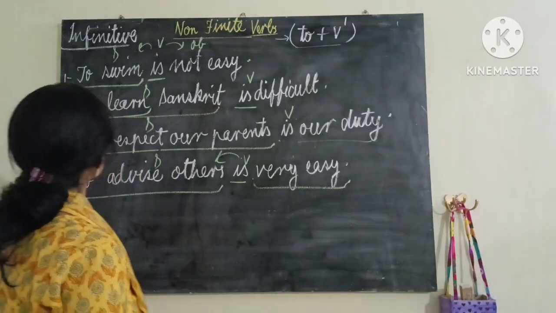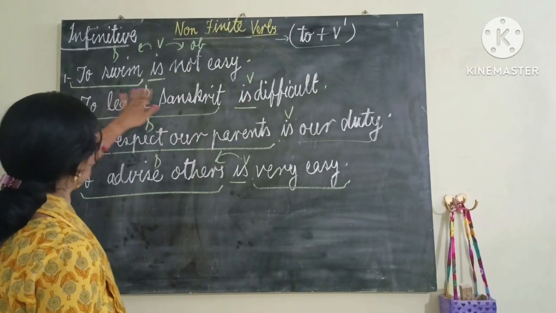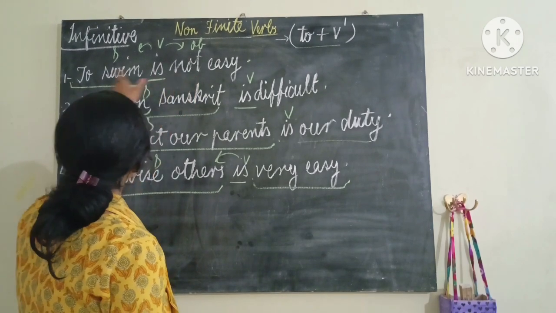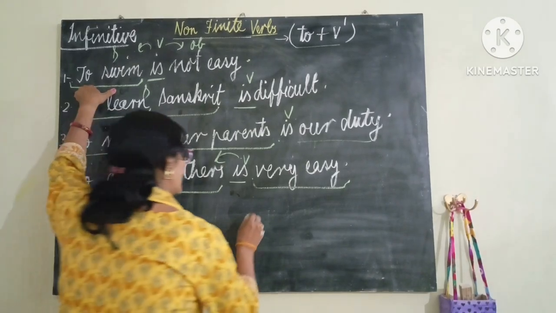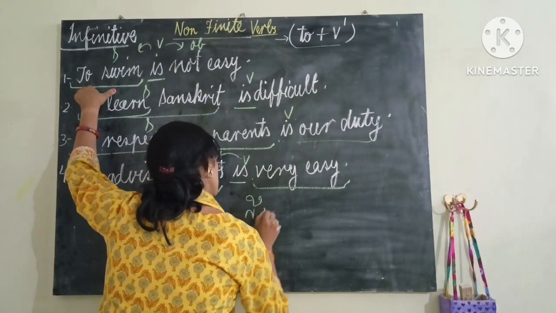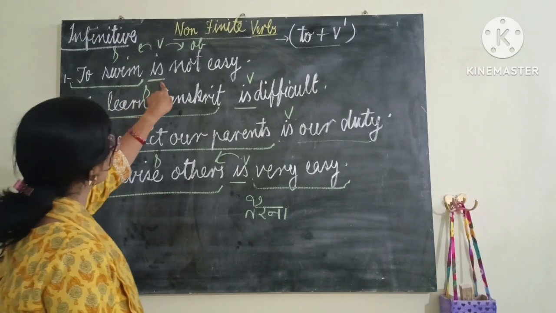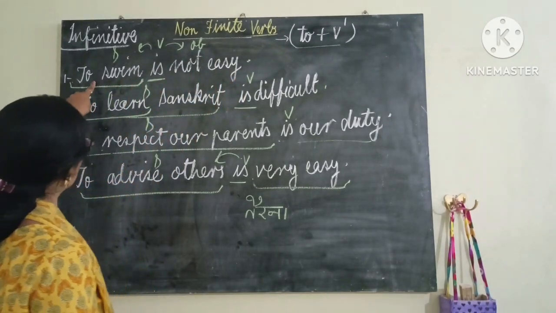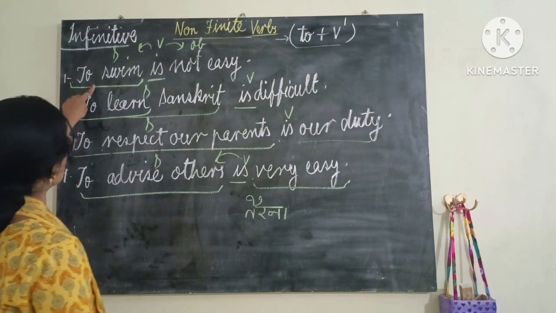Like, to swim is not easy. When we translate the sentence into Hindi, "to swim is not easy": what is the meaning of to swim? That is तैरना. तैरना आसान नहीं है. So here the word is ending with "na": तैरना. So this is infinitive.